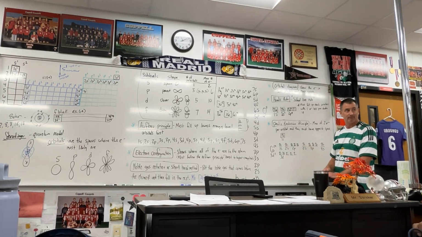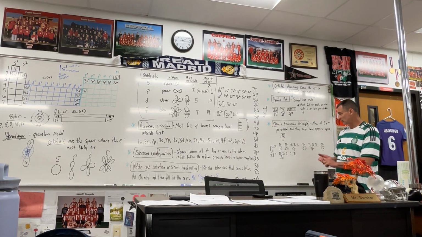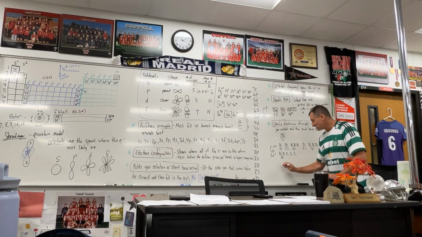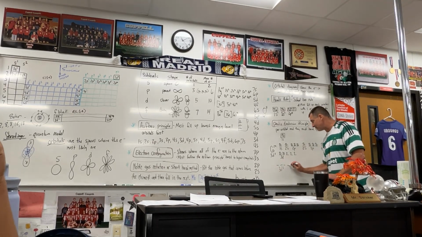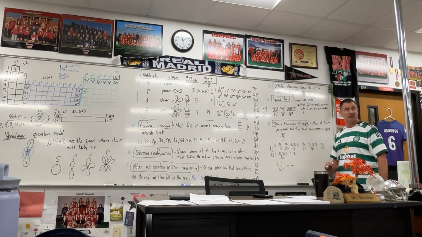Yeah. Wait, so would there be empty spaces if you have less than 5? Yeah, great question. So what if it was a 3d2? You still have to draw 5 boxes or 5 blanks, but you only have 2 electrons. So there'd be 3 empty boxes. That's a great question. All right.